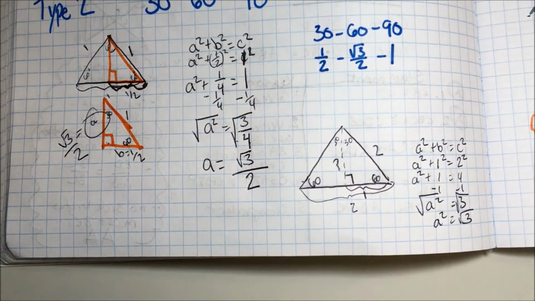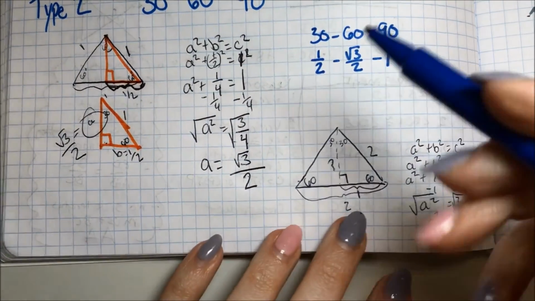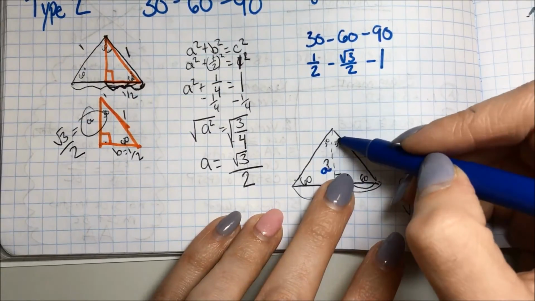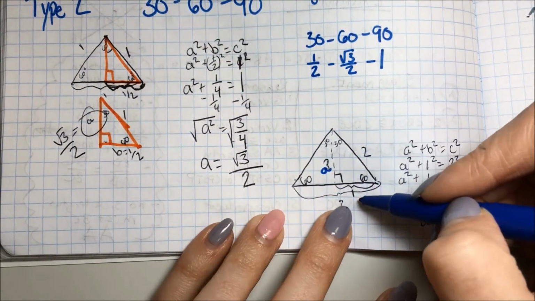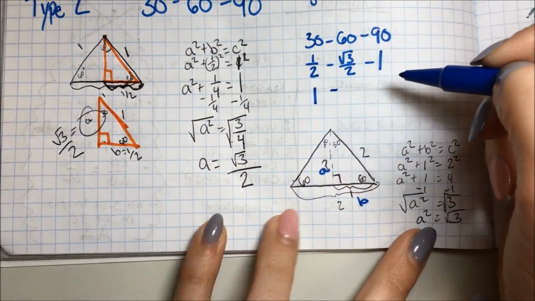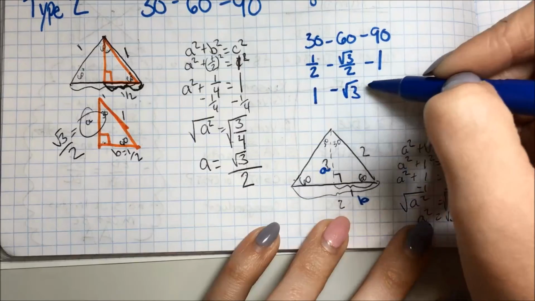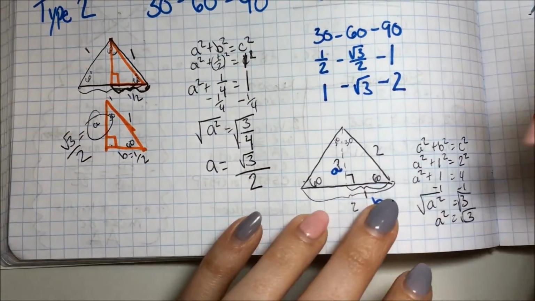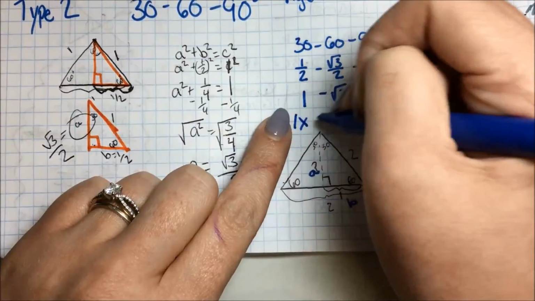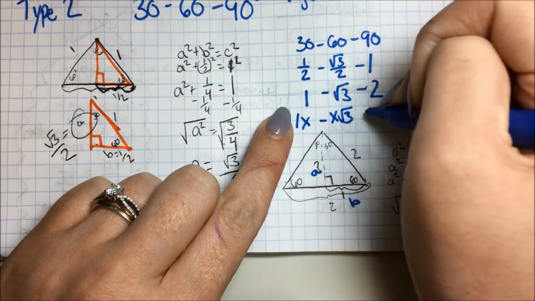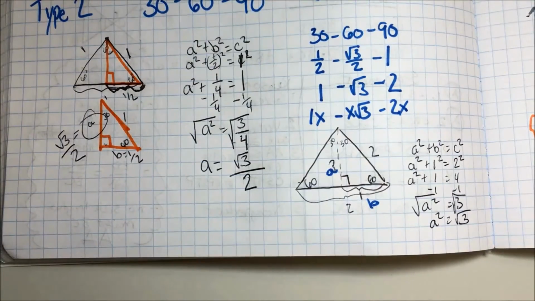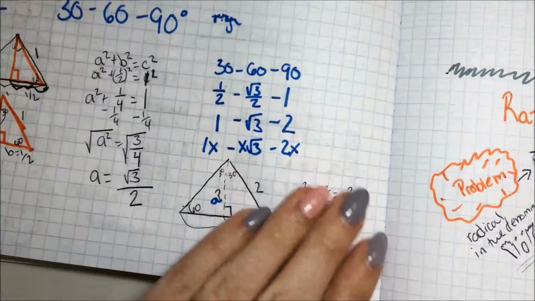So A was the side across from 60, and B was the side across from 30. So B is 1, A was radical 3, and the side across from 90 was 2. And then I can put x in with this as well. I can say 1x, x radical 3, 2x. So I could scale this up as big as I wanted to go.